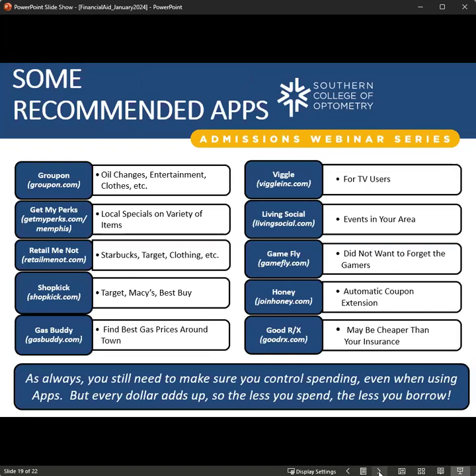Some recommended apps are listed here. Groupon, it's good for oil changes, entertainment, clothes. And I'm not going to read all of these to you. As Ms. Cunningham said, this presentation is being recorded, and so you can access this information from the recording. I personally like GasBuddy. I use it to find the lowest gas prices around town. Living Social has events in your area. But there are several apps that will assist you when budgeting. Next slide, please.